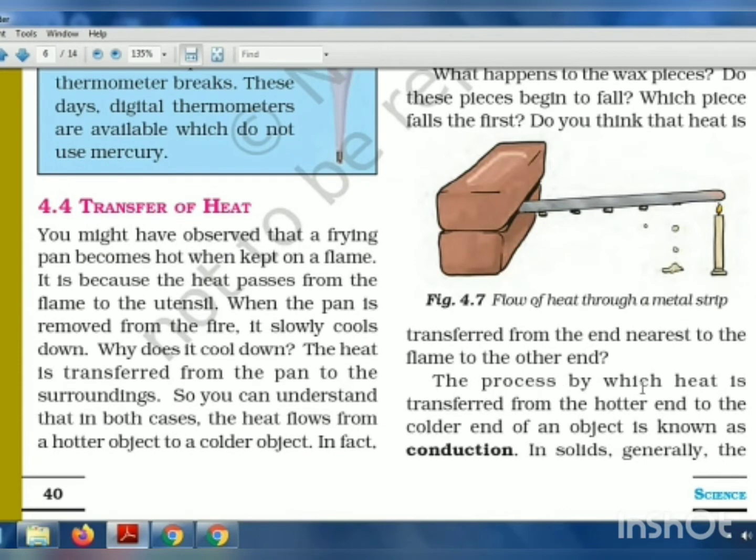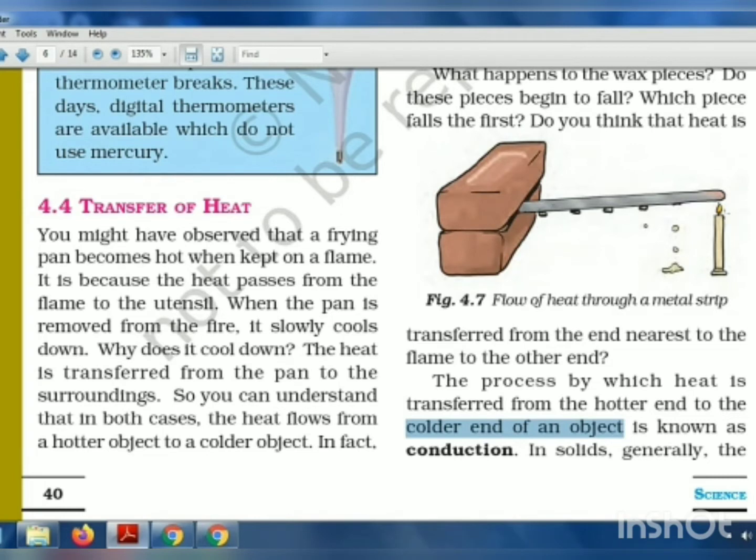So the process by which heat is transferred from the hotter end to the colder end of an object is known as conduction. So what is conduction? The process by which heat is transferred from the hotter end to the colder end of an object. The conduction process is clear from this experiment. If possible, please try to do this experiment at your home.